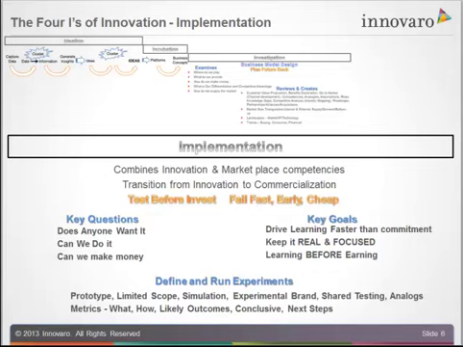And I want to caution here, this implementation is about combining innovation and marketplace competencies. It's not meant to replace a product introduction process. It's not meant to replace a product development lifecycle process, or a systems development lifecycle concept, or product lifecycle management, any of those. This is about taking the innovation competency and the marketplace competency and bringing them together. It's about the transition from innovation to commercialization.